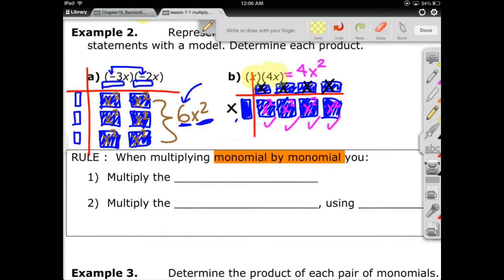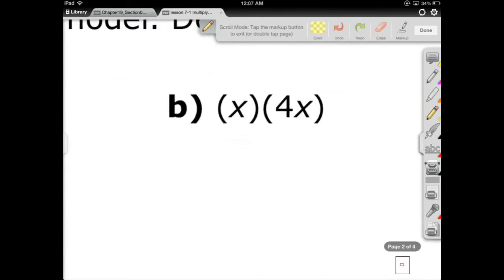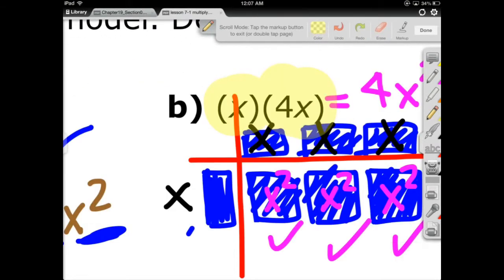Those are monomials. They're just one term, right? Like x all by itself. And over here, you've got another 4x, like a group of them. And you say, okay, so what is that? When you multiply a monomial by a monomial, you multiply, first of all, the coefficients. And you might not have seen that.